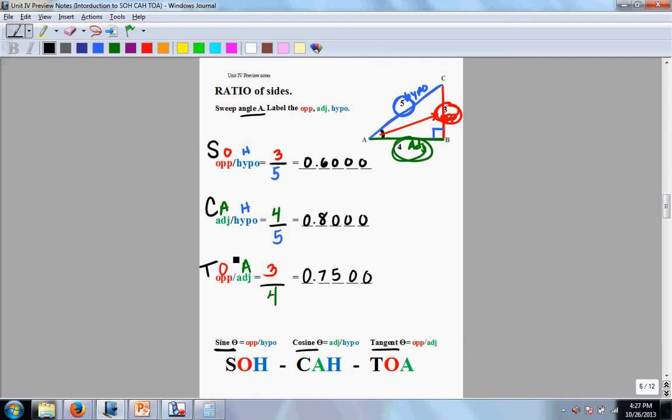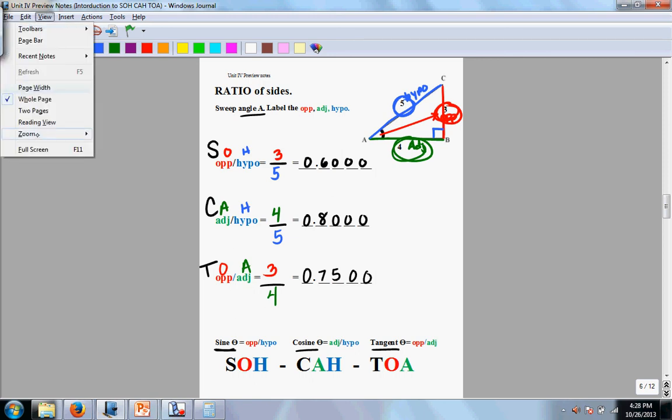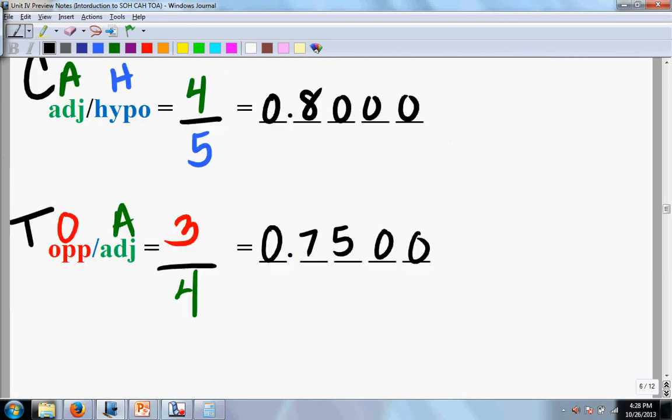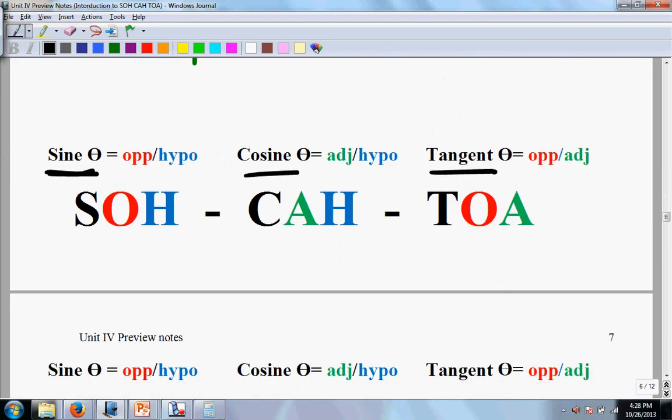So to redefine, sine ratio equals opposite over hypo, cosine ratio equals adjacent over hypo, and tangent ratio equals opposite over adjacent. This is where we get the acronym SOH CAH TOA. The sine ratio of an angle equals opposite over hypo, cosine ratio of an angle equals adjacent over hypo, and the tangent ratio of an angle equals opposite over adjacent. SOH CAH TOA.